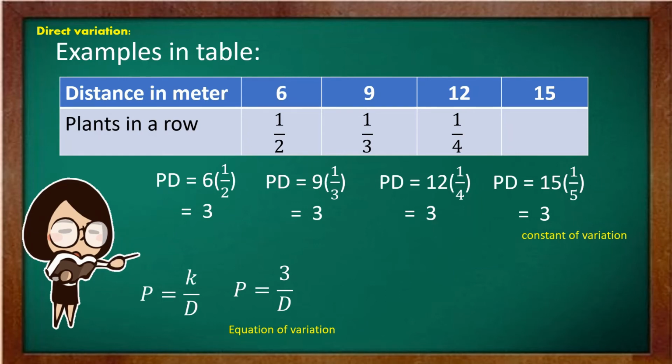We need to substitute, so we have the equation of variation. P is equal to 3 over 15. We don't have P here, so we have 3 as the constant over 15, our distance in meters. So P is equal to 1/5. Meaning 15 times 1/5 is equal to 3. And that will be the last or missing number in our table of values. Okay, that is one.